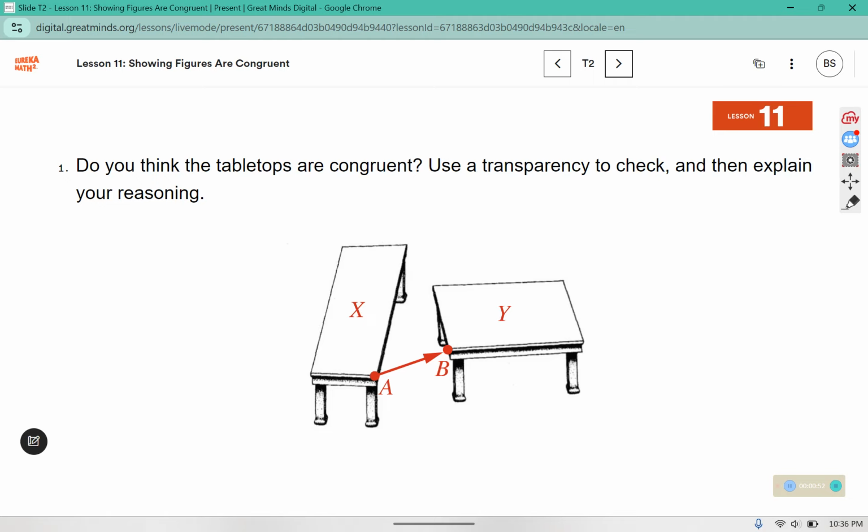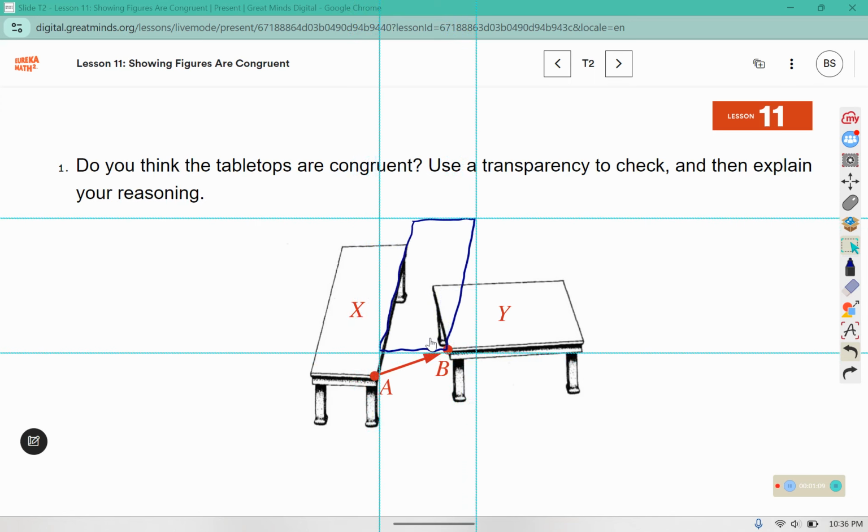One, do you think the tabletops are congruent? Use a transparency to check, and then explain your reasoning. So we can trace figure X, and there's already a vector drawn in here, so let's start by translating along that vector.